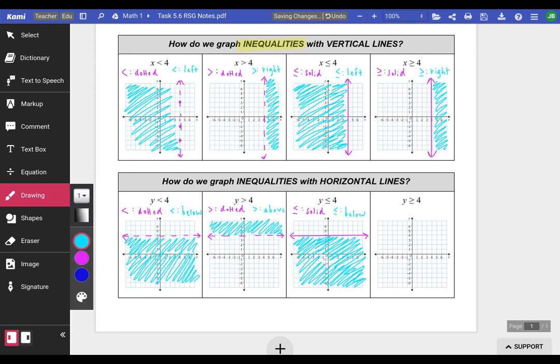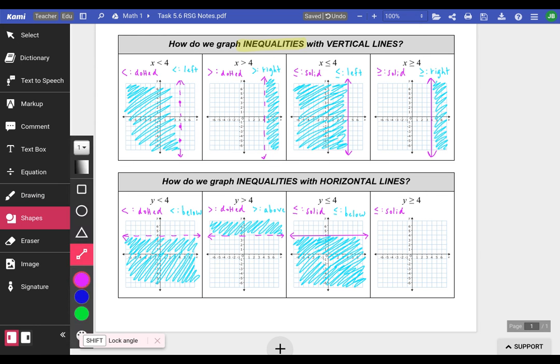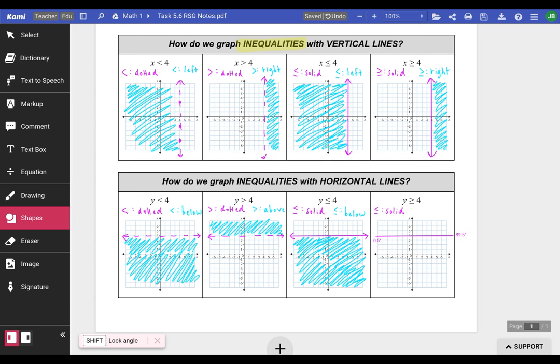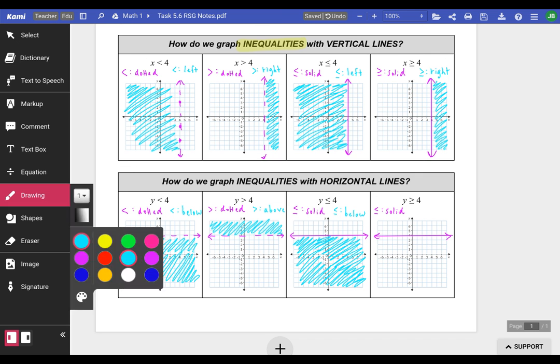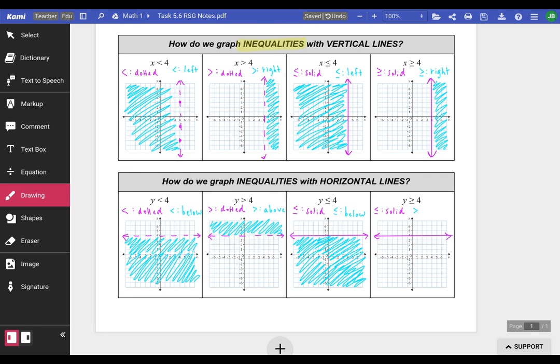And last but not least, now I have y greater than or equal to 4. Greater than or equal to tells me again it's a solid line. So here is my solid line, crosses the y-axis at 4. I put my arrows on. And then my last step is always deciding where to shade. Since this is greater than or equal to, we're going to shade above.